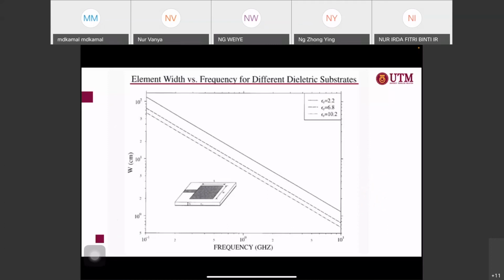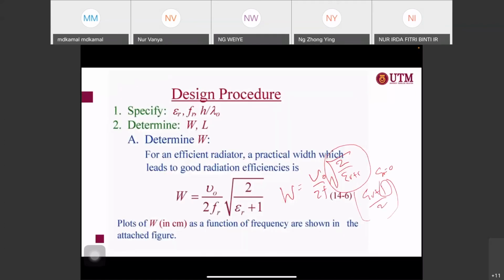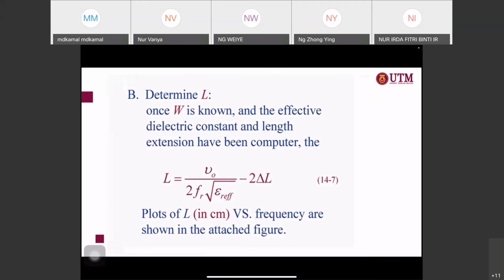As you can see, for the frequency, if epsilon r is 2.2, 2.2 is here. For example, let's say we want to have 1 here, so this is your W. This is how they do it in terms of value, but you can just use a calculation based on this value. And once you know W, of course, you can find L. L you know from this equation, v naught with epsilon effective into consideration, minus 2 delta L. Delta L is the fringing field that I showed. So from here, you have already determined the value of W and L.